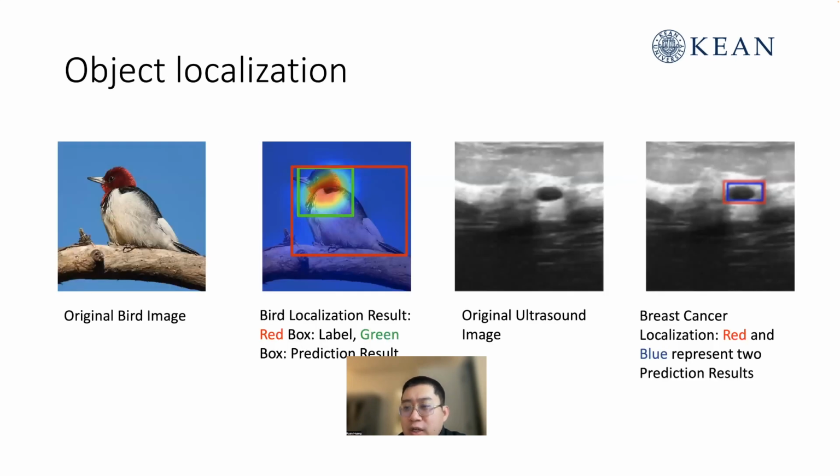Object localization is using a machine learning model to mark the location of objects in an image. For example, here we can detect the bird by marking the bounding box for the bird. We can also detect the cancer region in an ultrasound image. However, training this kind of machine learning model needs bounding box annotations. However, bounding box annotations are hard to acquire. Therefore, we want to use other supervision methods to train this kind of model, which is weakly supervised object localization.